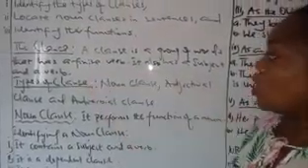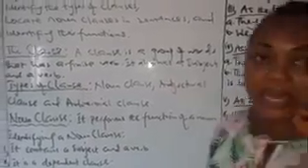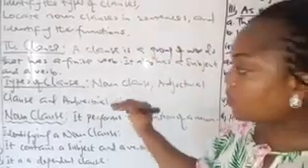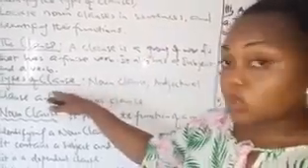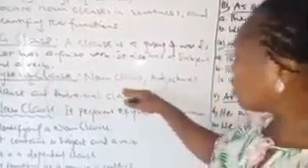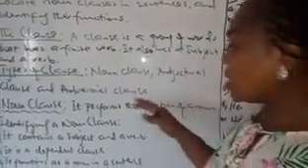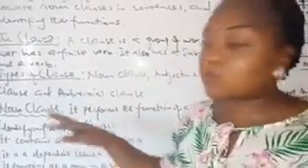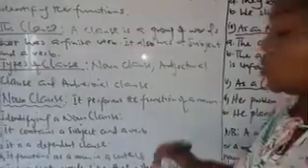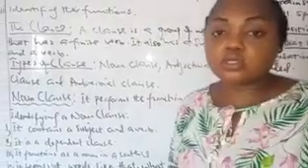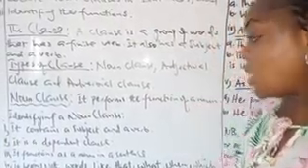Now, what is a clause? A clause is a group of words that has a finite verb. It also has a subject and a verb. We have the types of clause: the noun clause, the adjectival clause, and the adverbial clause. We'll start with the noun clause today. The noun clause performs the functions of a noun. And what are the functions of a noun? Okay, we'll be looking at that from here to there.